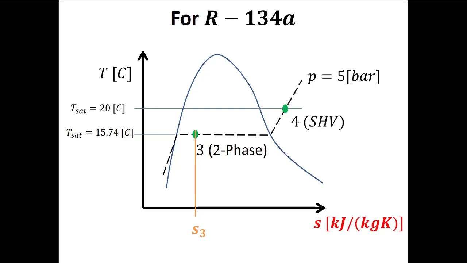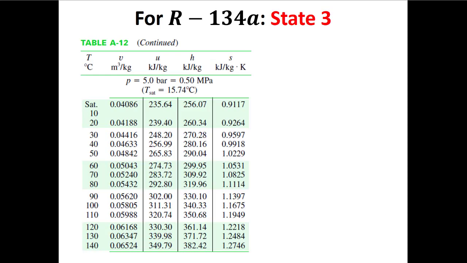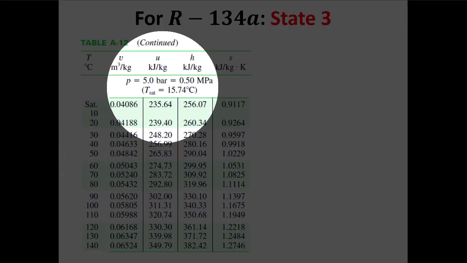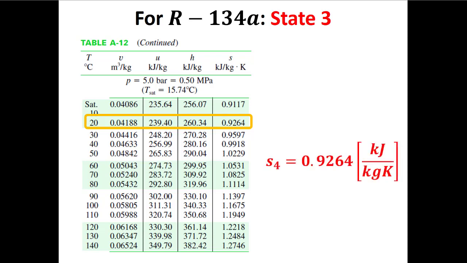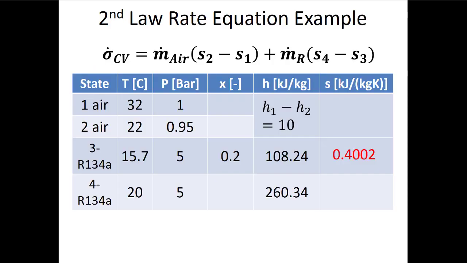So I'm going to go to the superheated vapor tables for R134a and find s4. Here, I find the table for 5 bar. I have a table here, so I don't have to double interpolate. I have a row of 20 degrees, so I can just read this off, and s4 is 0.9264 kilojoules per kilogram Kelvin. I put that in my state table, and I'm halfway done.